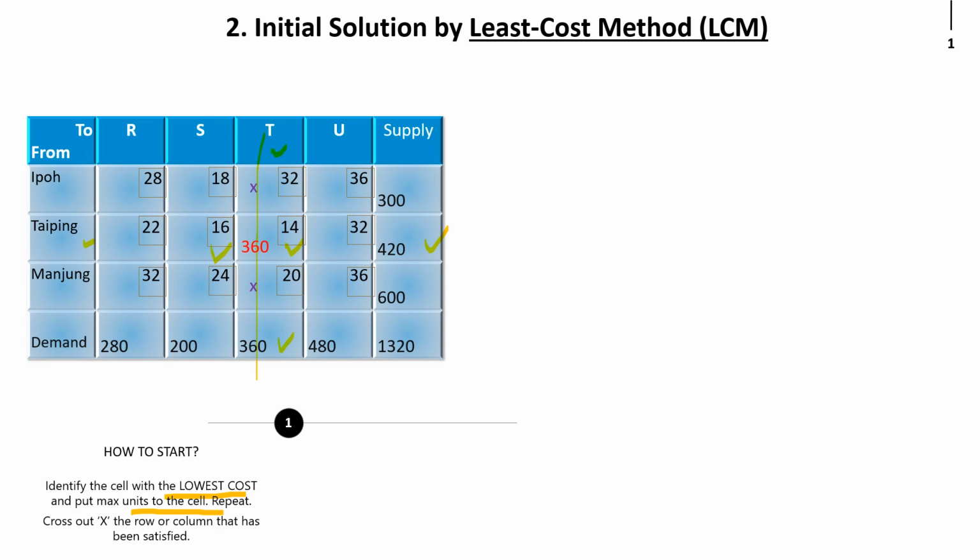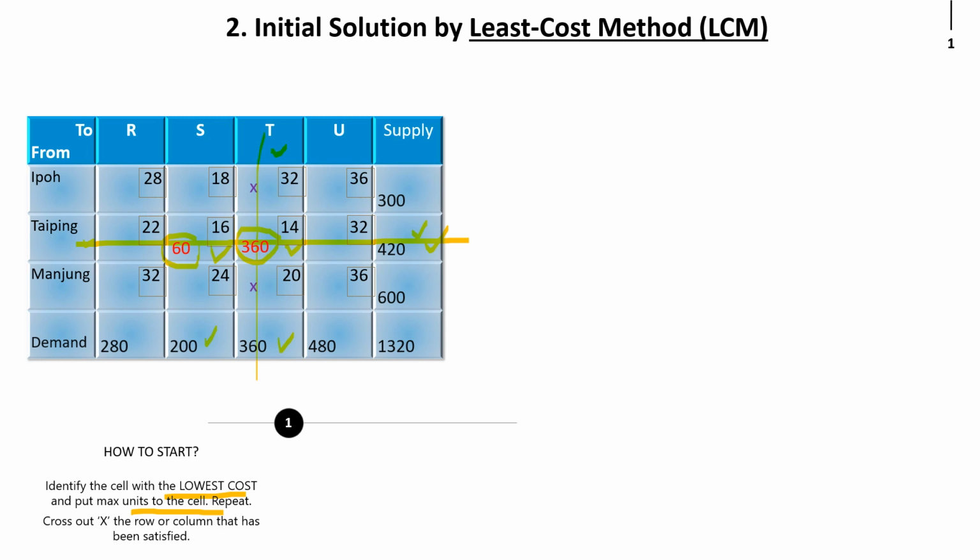Since we already put 360 in this row, and for column S the demand is only 200 with the supply of 420 from Taiping, we can put 60 units at this cell, and automatically 60 plus 360 equals 420. Thus, the row Taiping is satisfied.